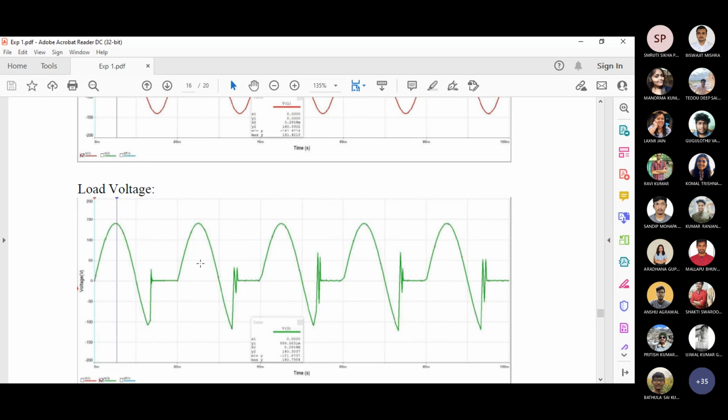Again, for output voltage we are using a digital meter. How much output voltage are you getting? Then you have to plot it in a curve. That is the kind of study you have to do.